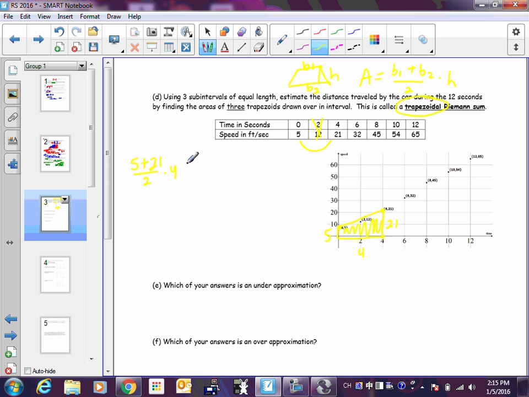Okay, so that would be the first one. The second one, you'd connect those 2 points. And so it's still a height of 4, but this time you'd be averaging 21 and 45. So go ahead and write the third trapezoid formula down and see if you can multiply and add all that up.